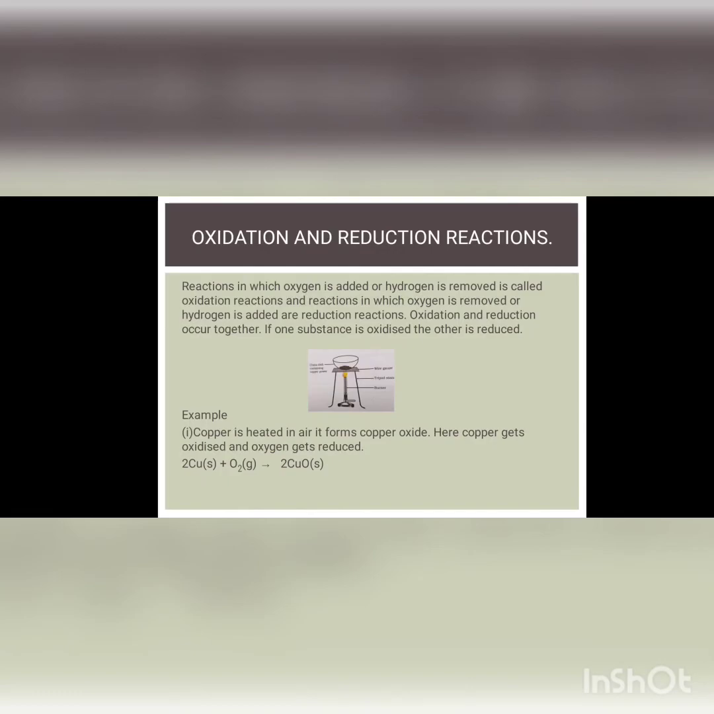Copper combining with oxygen forms copper oxide. Copper is getting oxidized and forms copper oxide, and oxygen gets reduced. Another example is zinc oxide combining with carbon. The carbon gets oxidized and forms carbon monoxide, and zinc gets reduced as oxygen is being removed.